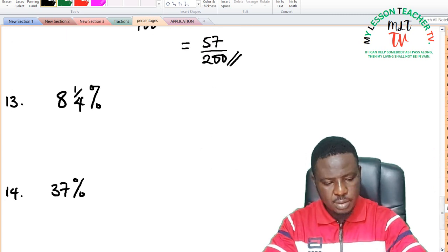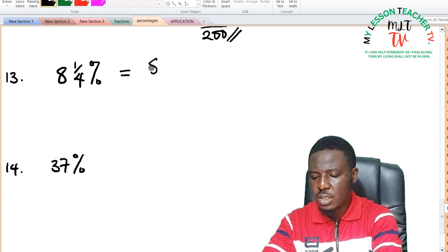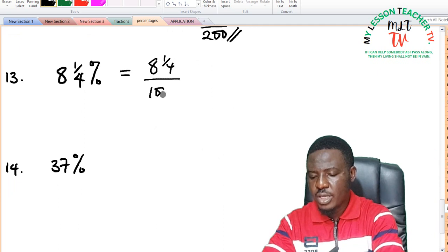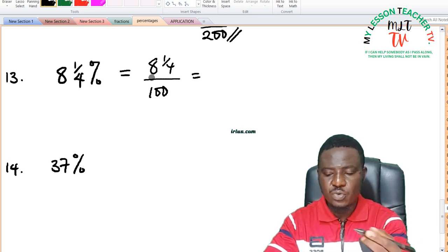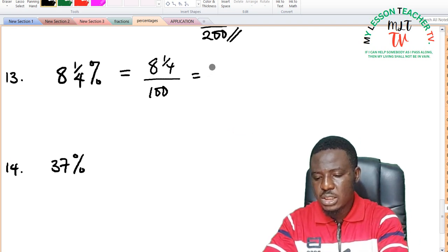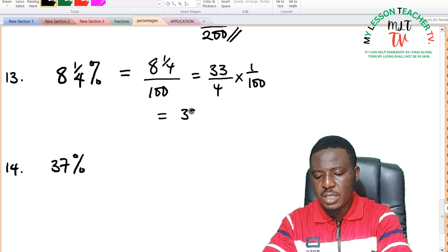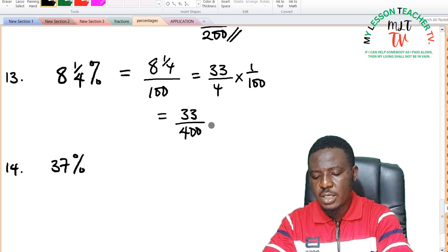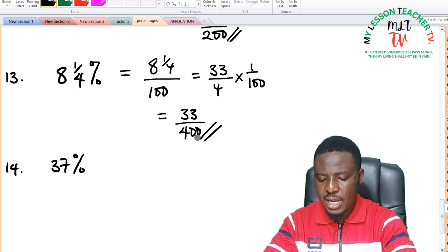Question 13, we have 8 whole number 1 over 4%, which is 8 1 over 4 divided by 100. Expressing the numerator as an improper fraction, you have 8 times 4 is 32. 32 plus 1 is 33. So we have 33 divided by 4 times 1 over 100, which is equal to 33 divided by 400. And I doubt if there is any factor that can still reduce 33 and 400 to their lowest term.